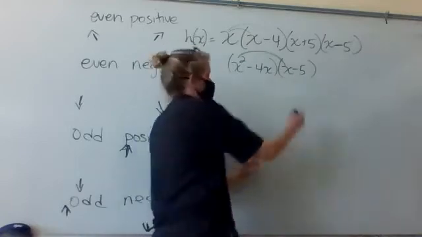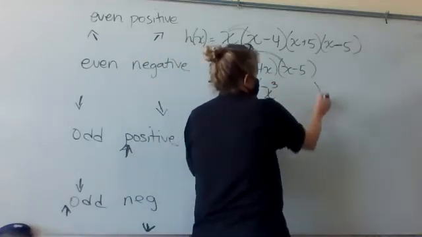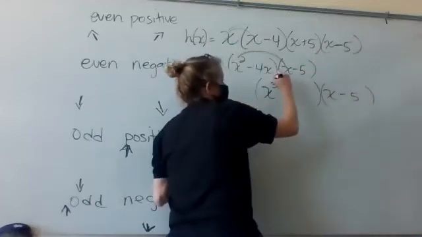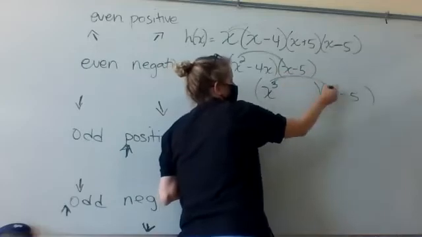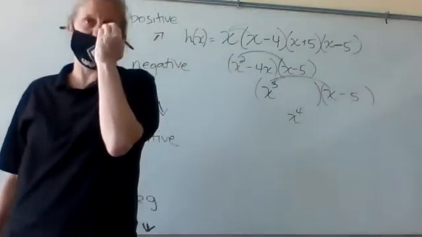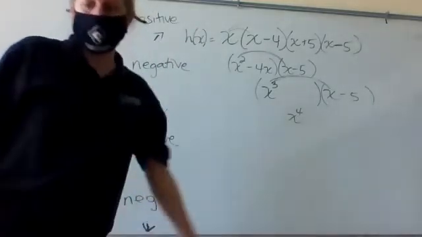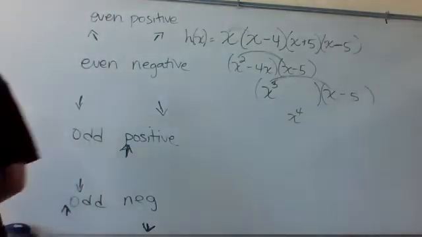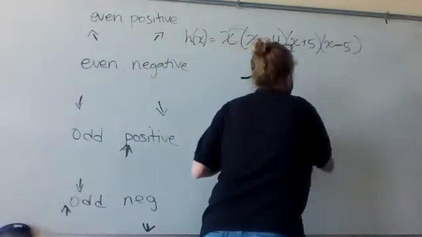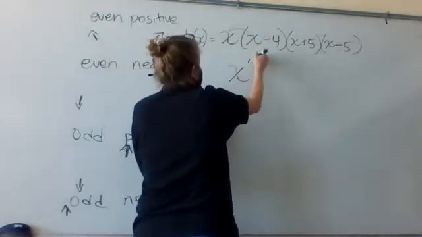So then what am I going to have? I'm going to have x to the third with some other stuff. And then I'd have to multiply that times x minus 5, which is going to give me what? x to the fourth. That's all I really care about. That's going to be my leading term, x to the fourth. So x to the fourth is what I get if I multiply all that together.